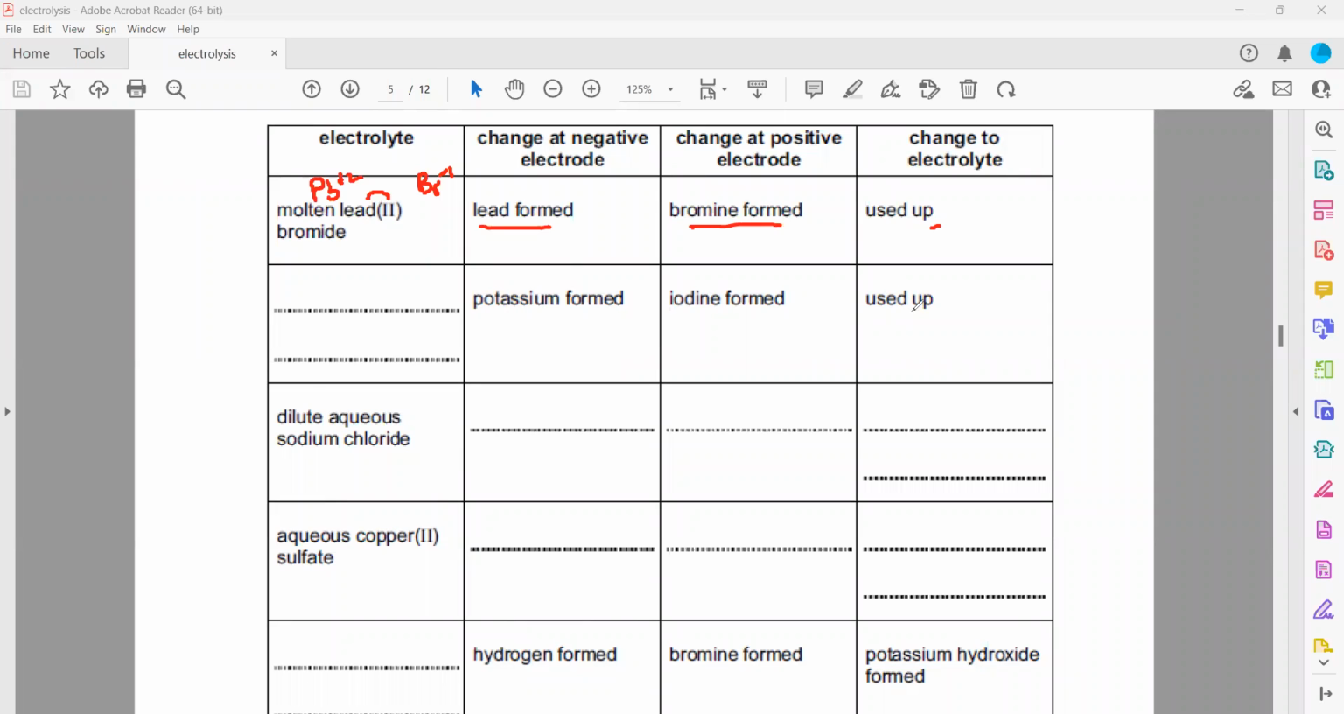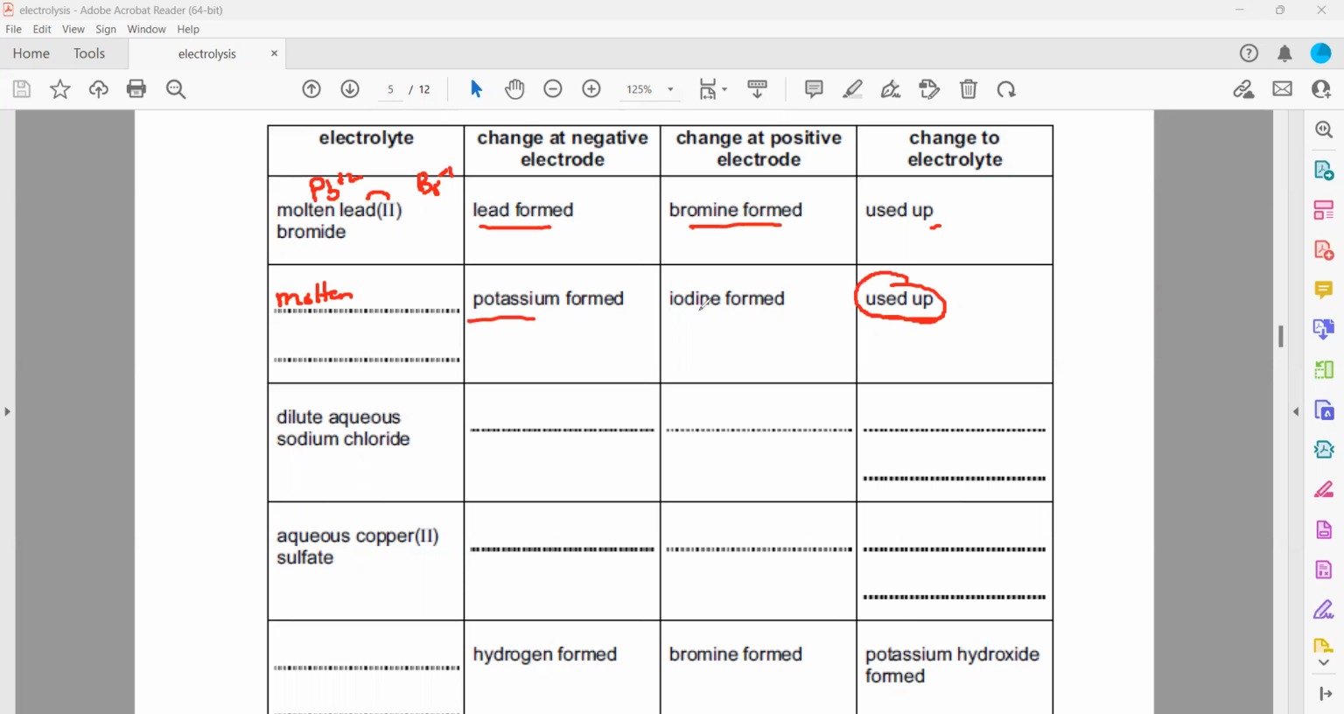Now the second one, look, whenever electrolyte is used up, the first thing you can identify is that it should be molten, because only in molten substances is the electrolyte used up. If we have aqueous substances, the electrolyte is not used up. It might change its concentration, or it might totally change into another substance. So if you want to complete the last column, it's written used up.